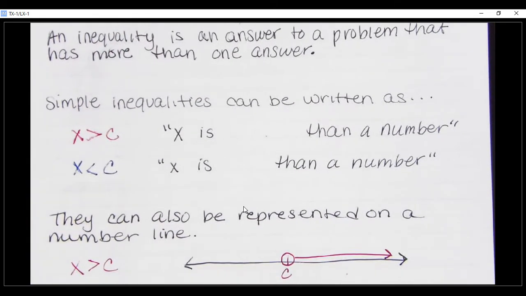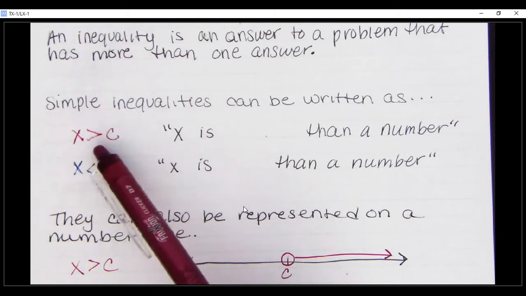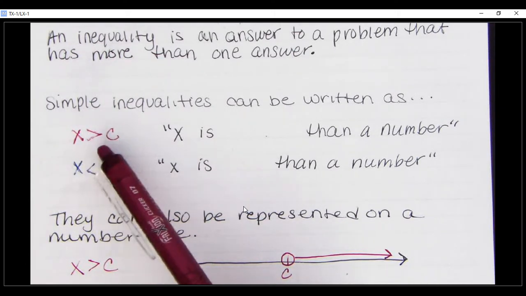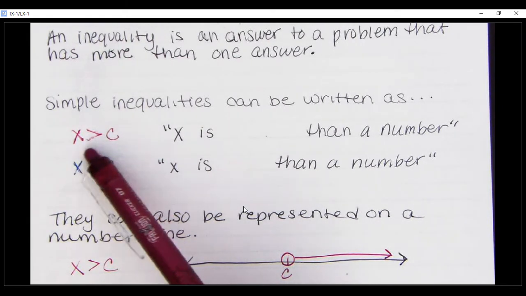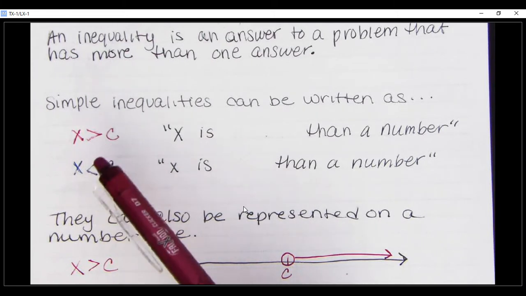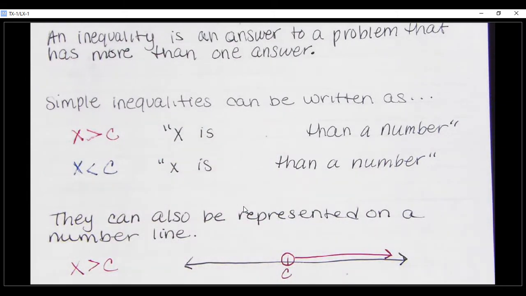So simple inequalities can be written in these two forms. We have x, which is a variable in this case, that is greater than c. And c in this case is going to be a number. You're probably thinking they're both variables, but as we move on, what we should see is that c is equal to a number. And that's what I have right here.